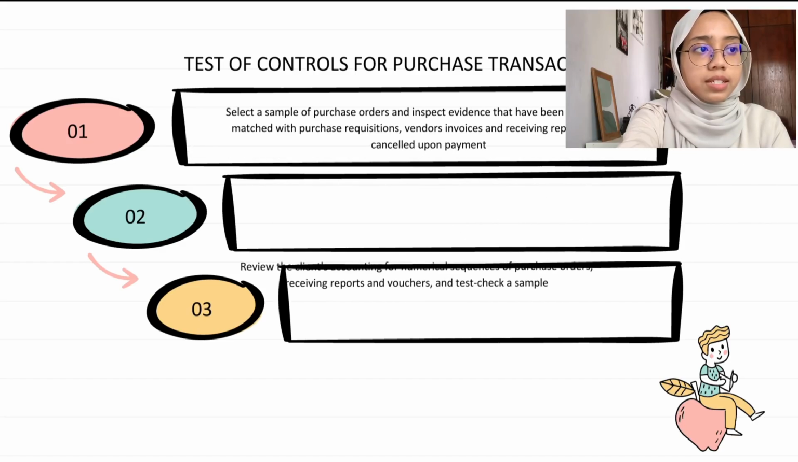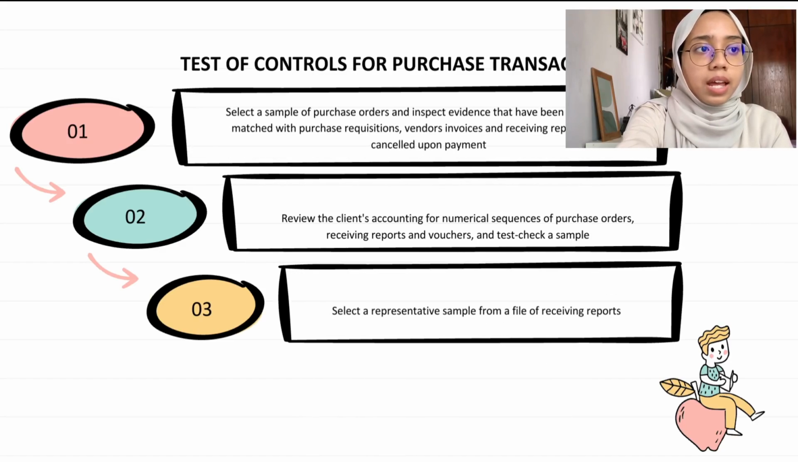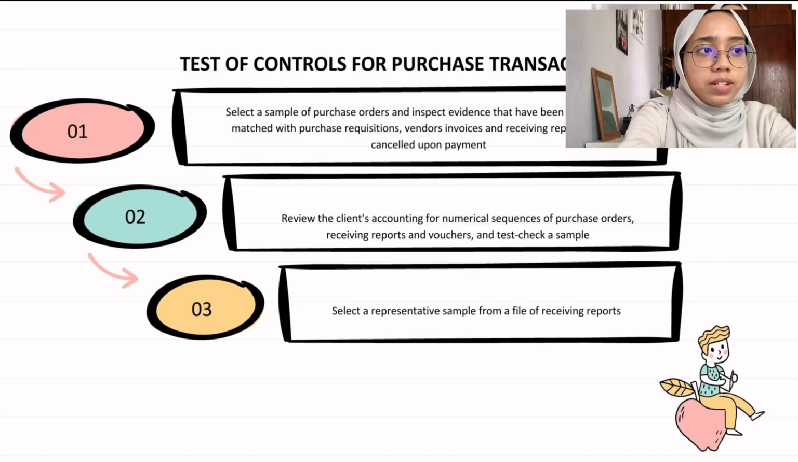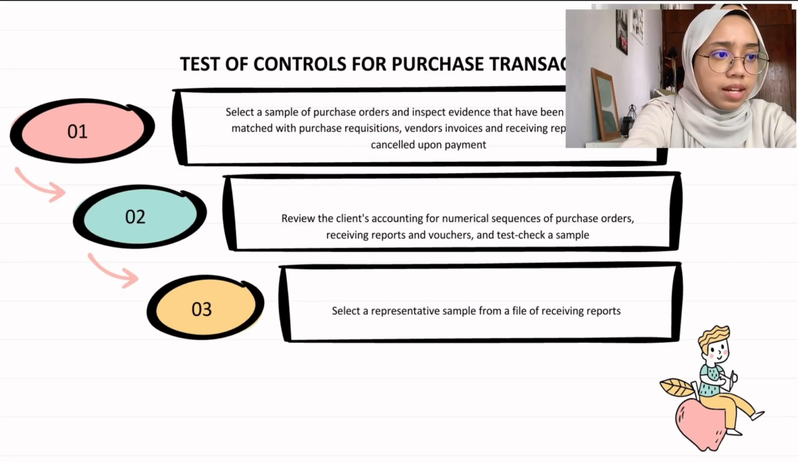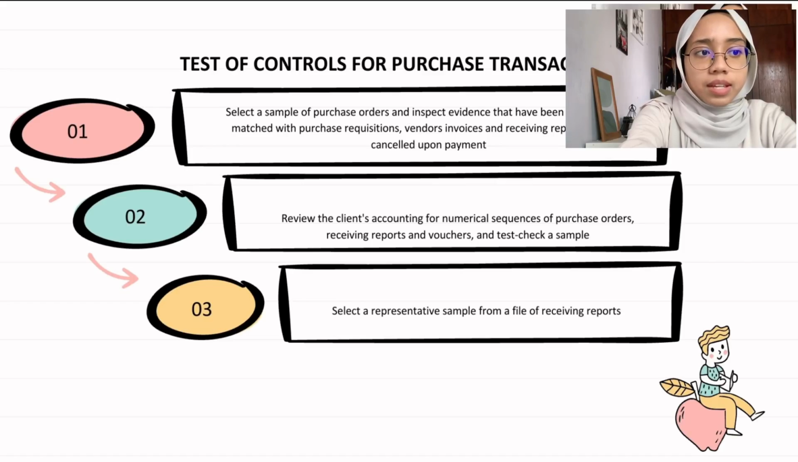The first one is select a sample of purchase orders and inspect evidence that they have been approved and matched with purchase requisition, vendor invoice and receiving reports and or cancelled upon payment. The second one is review the client's accounting for numerical sequence of purchase orders, receiving reports and vouchers, and test check a sample. Next is select a representative sample from a file of receiving reports.